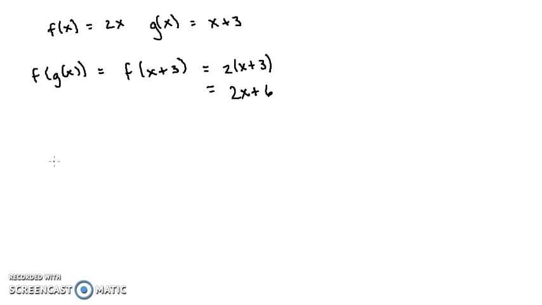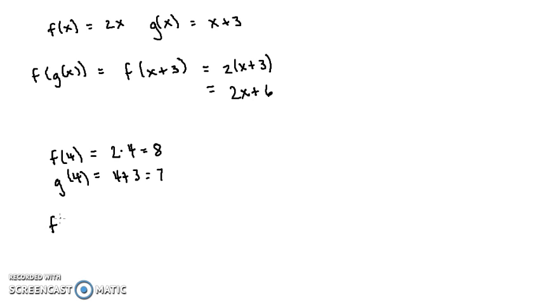Now, let's say we want to find a specific number. So if we wanted to do, let's say, f of 4, what does that mean? That means that we're going to plug 4 into f. x is going to become 4, and you'd say, okay, 2 times 4 is 8. And if you wanted to find g of 4, that means to plug 4 in here, and you get 4 plus 3 is 7.